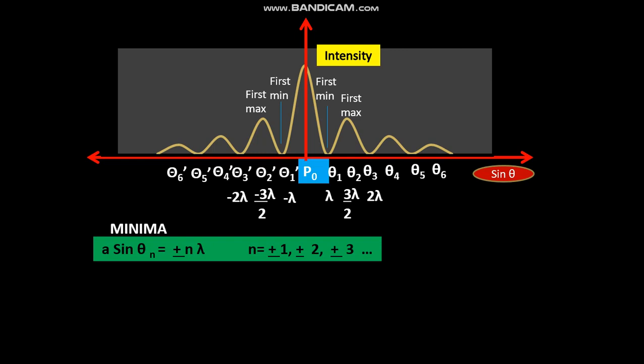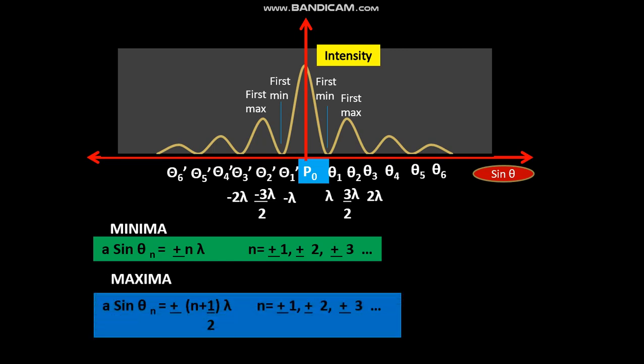For minima, A sin θn is equal to ±nλ, n is equal to ±1, ±2, ±3, and so on. For maxima, A sin θn is equal to ±(n plus half) λ, n is equal to ±1, ±2, ±3, and so on.